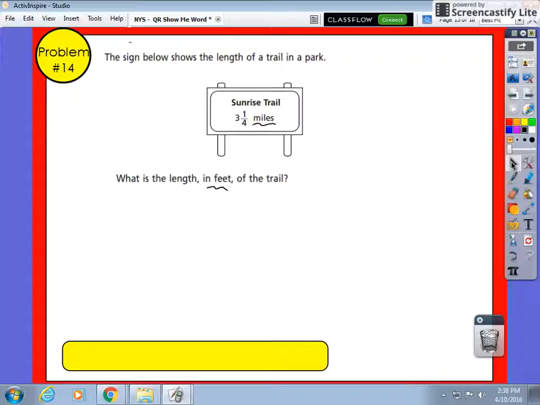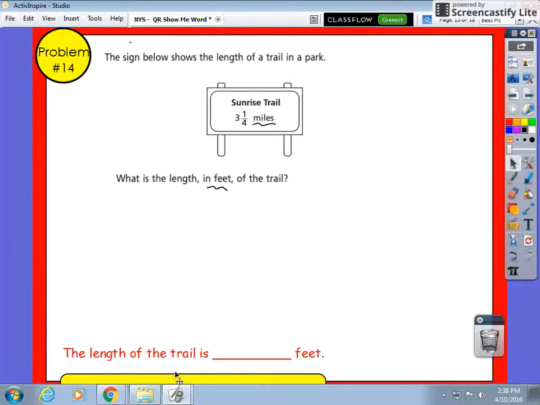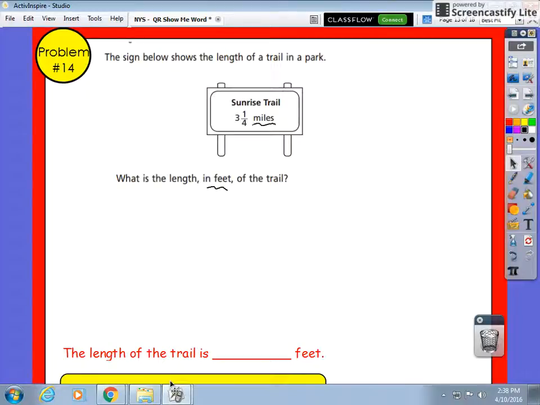So this is a measurement conversion problem. Let's take a look at our sentence. The length of the trail is ___ feet. So again, we want to know how many feet this trail is. What is the equivalent distance in feet? This is something I want to know my conversion rate for, miles and feet, and it's not very easy to remember. So this is definitely one of those that will be on your reference sheet.